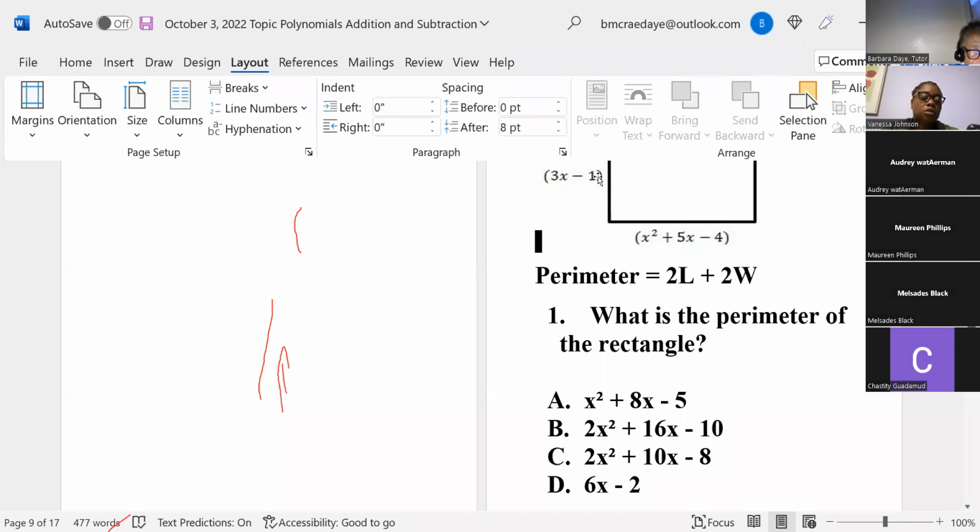Multiply, then add. 2 times whichever one you choose for the length and whichever one you choose for the width. 3x minus 1, you want to call that L, and x squared plus 5x minus 4, W. Multiply it by 2, and then add, and you get one of those answers.